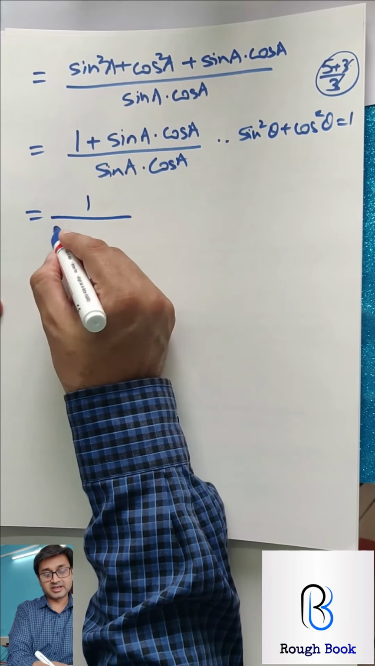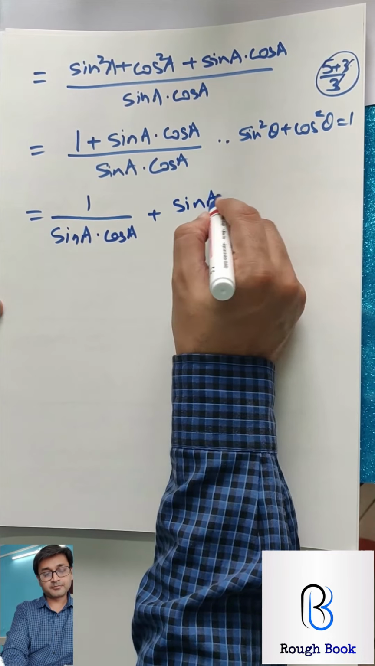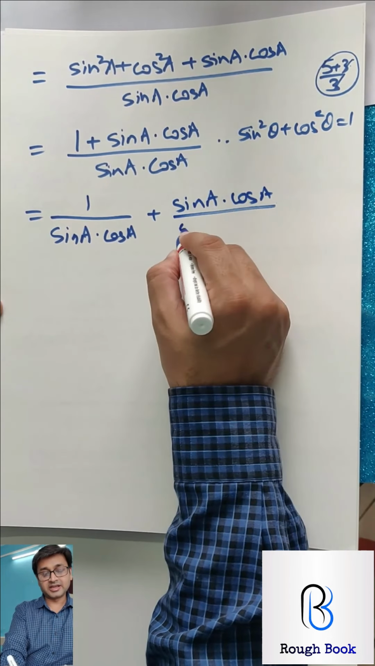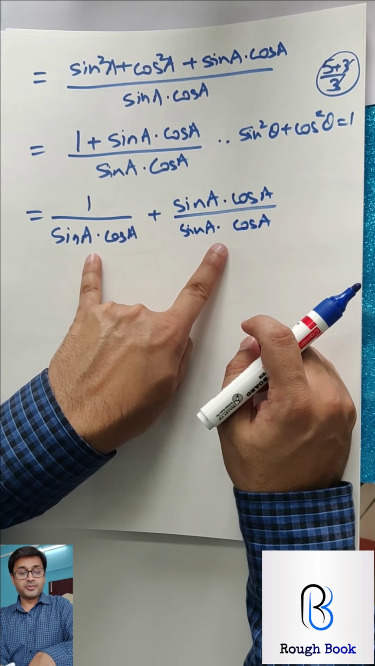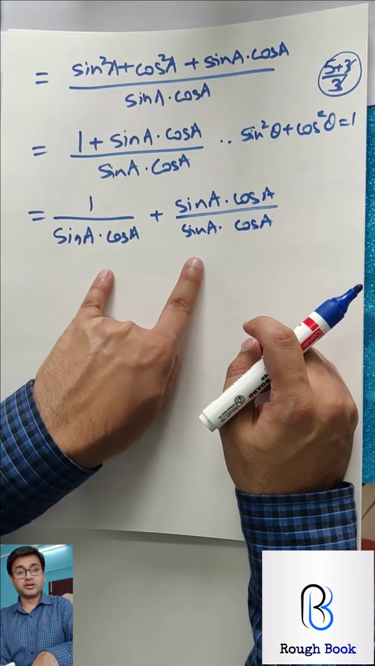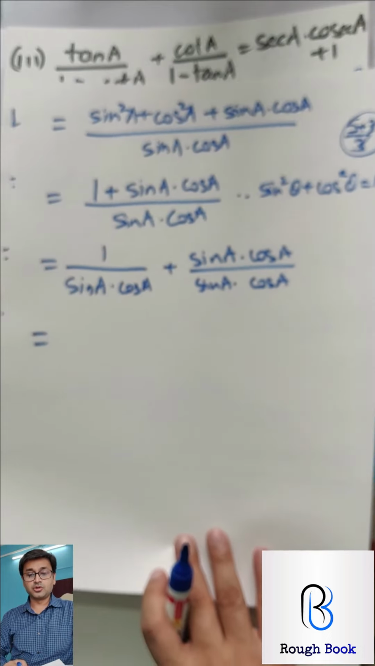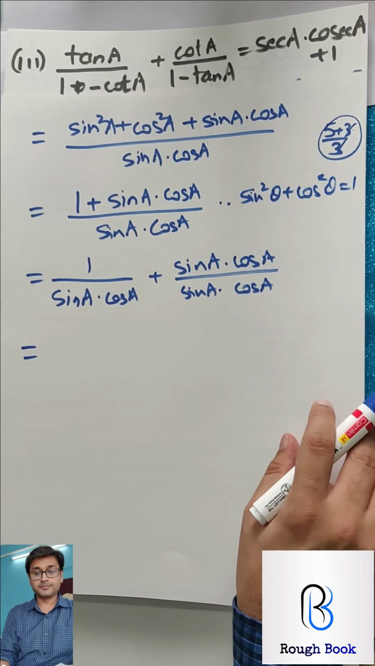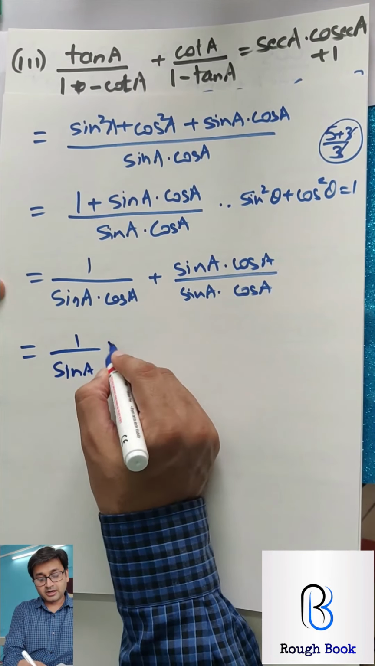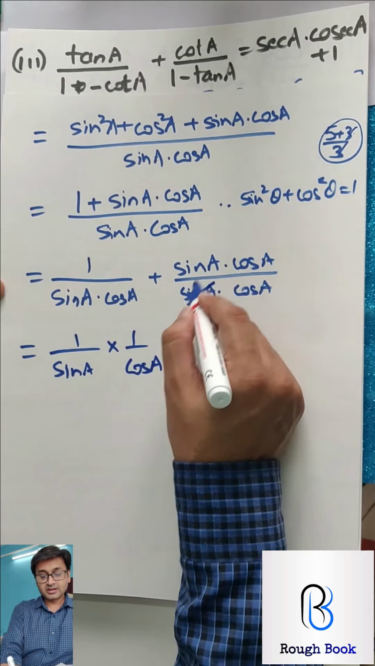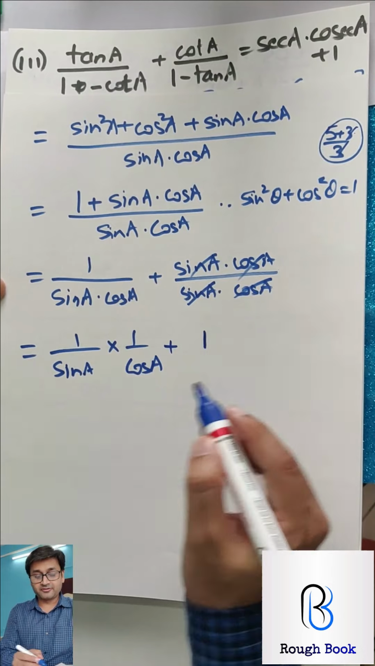So 1 upon sin A into cos A plus sin A into cos A upon sin A into cos A. See, when you take the LCM of these two, denominator is same, numerator adds. This time you are going reverse. That's the only difference. Now let's put our eye on the RHS. What do you want? Sec A into cosec A plus 1. So can I split this also? So I'll get 1 upon sin A multiplied by 1 upon cos A. Now I can cancel because there is only multiplication. This plus is out. So what will be left is just 1.